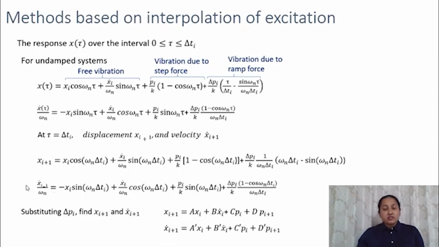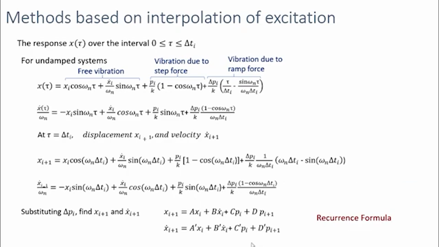Similarly, if we rearrange this equation, we will get this expression. And here again, this a prime, b prime, c prime and d prime are functions in terms of sin omega t and cos omega t. These formulas are called recurrence formulas. So if we know the value of the displacement and velocity at ith time instant, we can calculate the value of the displacement and velocity at I plus 1 time instant. So similarly, we can calculate the displacement and velocity for each of the time instants.